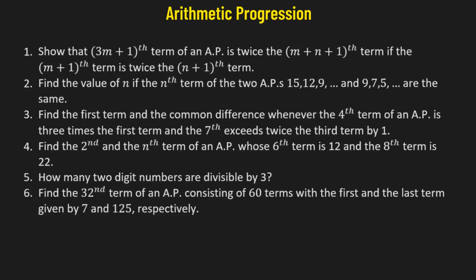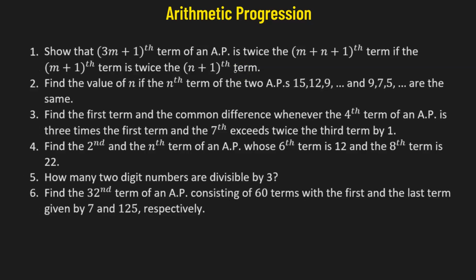So let's work on these 6 problems on arithmetic progression. In the first problem, we need to show that the 3m plus 1th term of an AP is twice the m plus n plus 1th term whenever the m plus 1th term is twice the n plus 1th term.